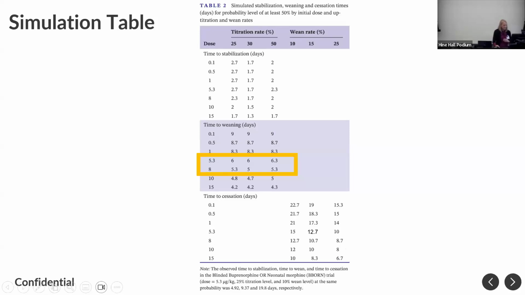If we compare the results of our simulation to what was observed, we found that our simulation was much more optimistic than what we observed in the B4 trial. For example, for a starting dose of 5.3 at 25% titration rate, our model thought that we could achieve stabilization in about 3 days. In reality, it was about 4.9. I'll talk about reasons why we think that is.